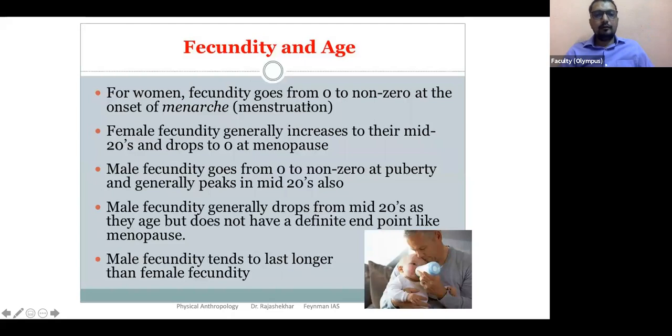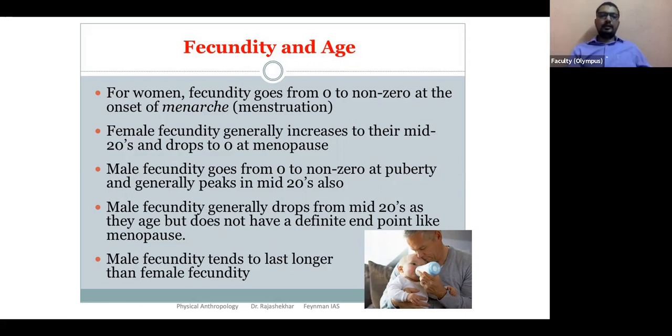For women, fecundity goes from 0 to non-zero at the onset of menarche. Until menarche, there is no fecundity, basically no biological capacity. But biological capacity begins with menarche. Then female fecundity generally increases to its mid. As I've shown you, 20 to 30 years is where it is high, peaks. And then at menopause, it completely stops. This is the trend.